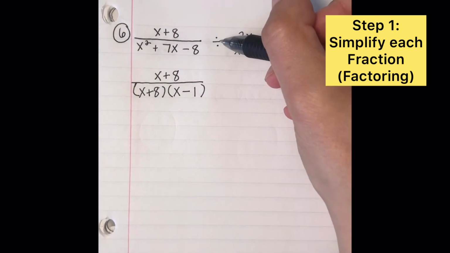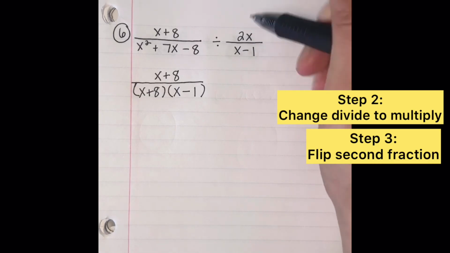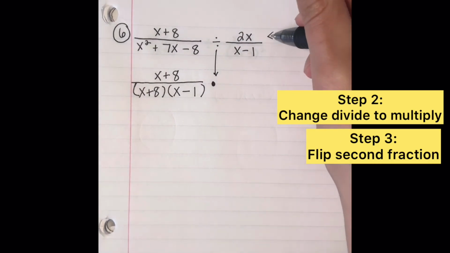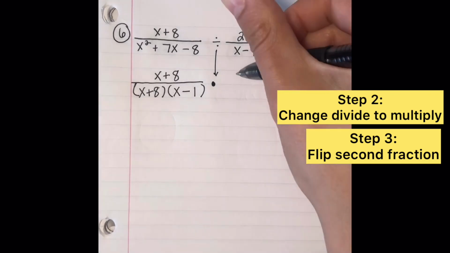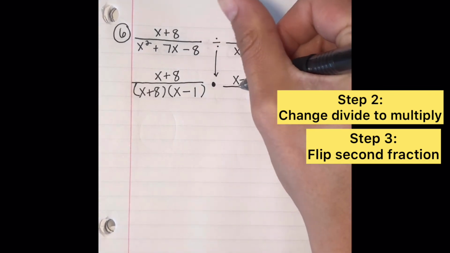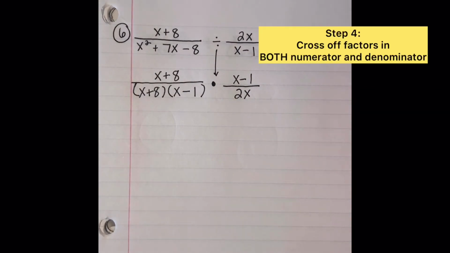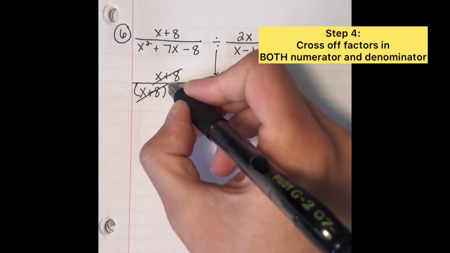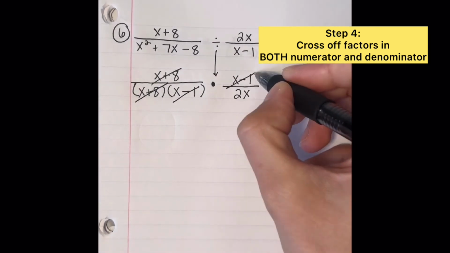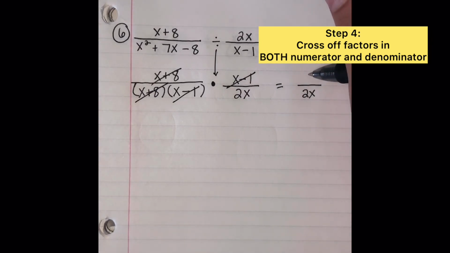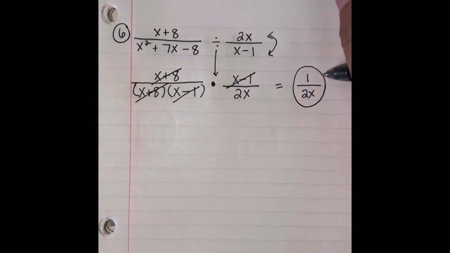When you have division with a rational or a fraction, you're going to change this to multiply, and then you're going to flip the second fraction. So this is really going to be x minus 1 on top over 2x on bottom. And now we'll cross off. So we've got x plus 8s that cross off, x minus 1s that cross off, so our final answer is just a 2x on the bottom. You can't have a blank top, so the final answer will be 1 over 2x.